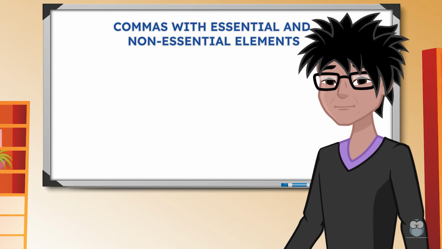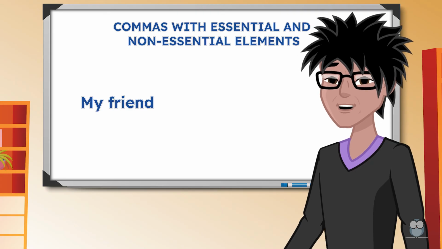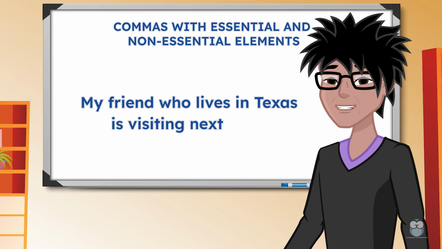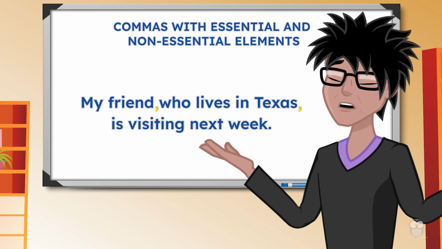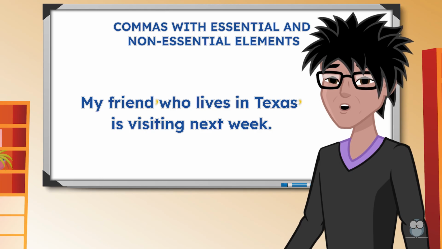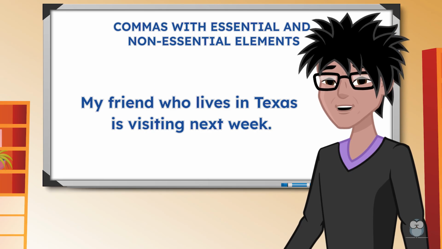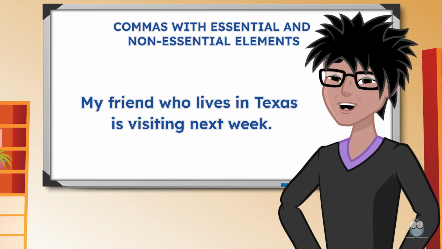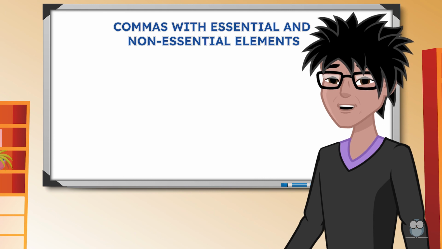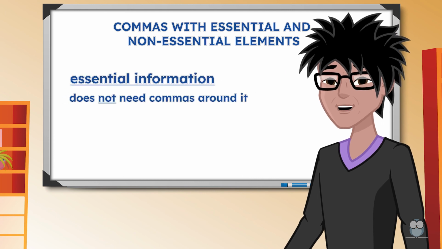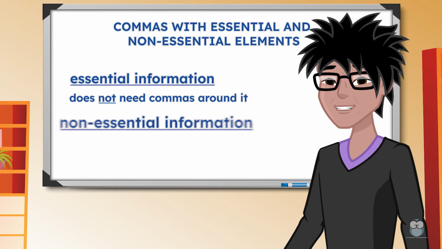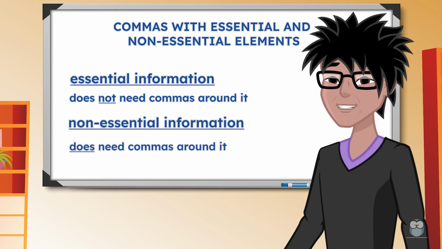Okay, let's try one more together. My friend who lives in Texas is visiting next week. Should who lives in Texas have commas around it? Nope. That is essential information because I have more than one friend, and I need to specify which friend I'm talking about. Got it? Okay, so just remember, essential information does not need commas around it, whereas non-essential information does need commas around it.